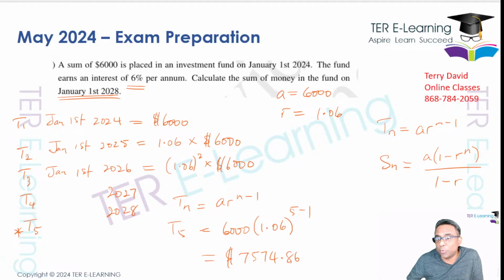Yep, somebody's asking about the formulas. Not all the formulas are in the formula sheet at all. There are some formulas we have to learn off. Some people are asking how I get 5. Sometimes you may have to write it out. You want to get to January 1st, 2028, and you're starting this fund on January 1st, 2024. So start counting: 24, 25, 26, 27, 28. Therefore, I want to work out the fifth term. That's where the 5 came from.